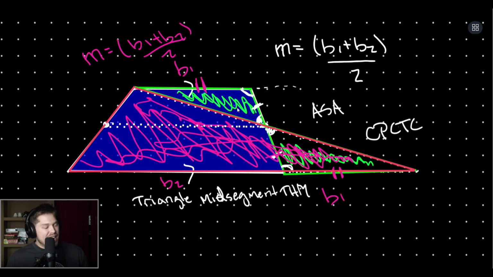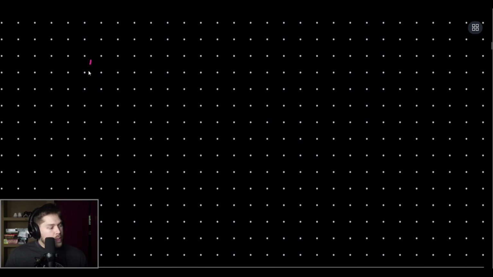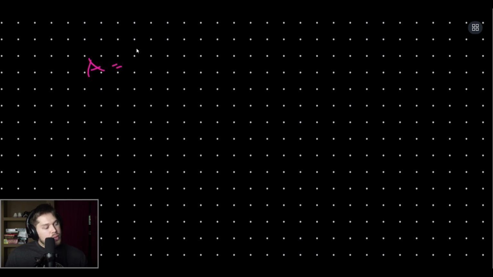Therefore, we know that the midsegment is equal to base 1 plus base 2 divided by 2. Excellent. Now that we know that the midsegment is the average of our two bases, let's talk about why the area is equal to base 1 plus base 2 over 2 times the height.